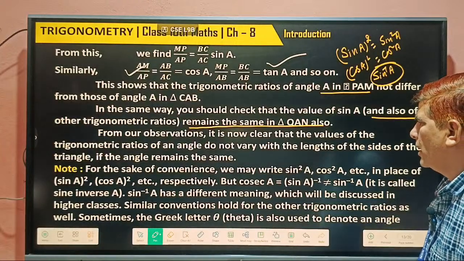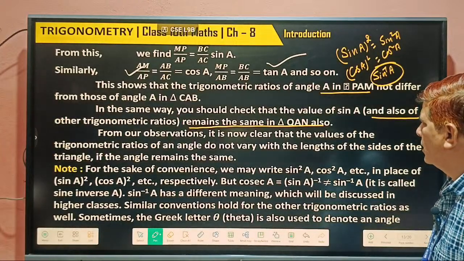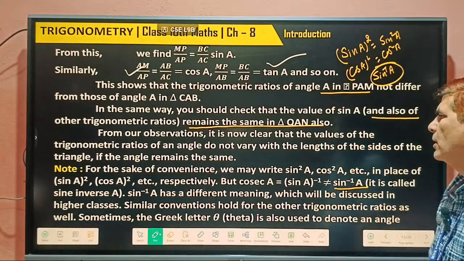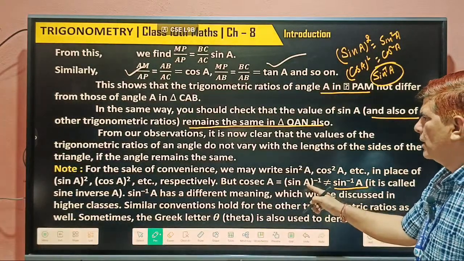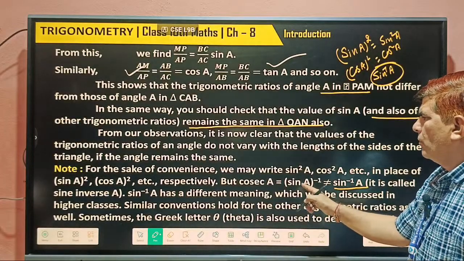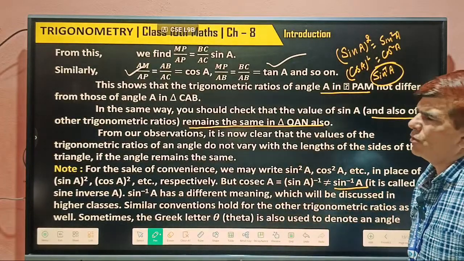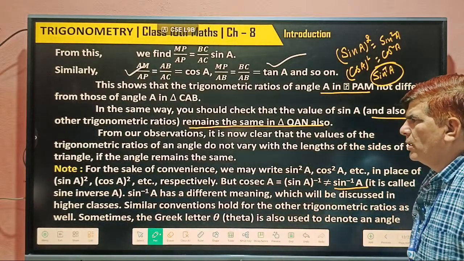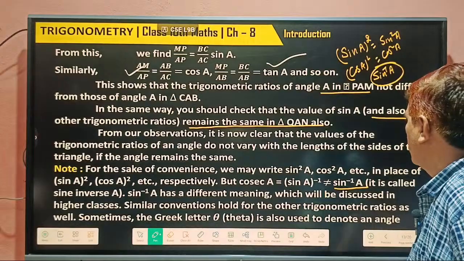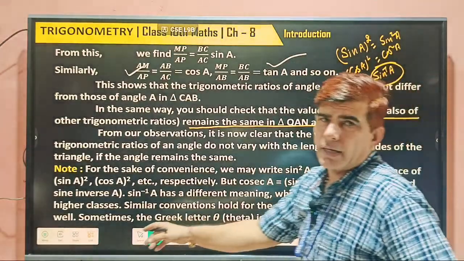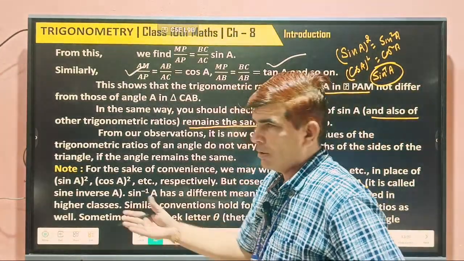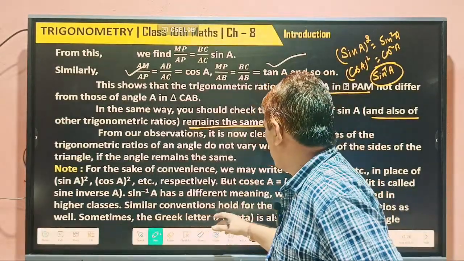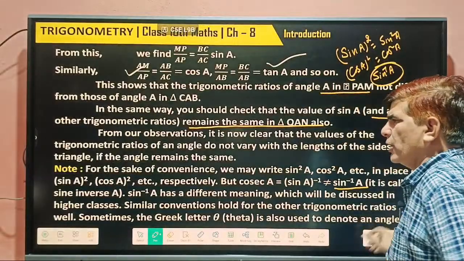And it's saying sine inverse A. This is called the reciprocal of sine A, or cosecant A, or 1 by sine A. Understood? Sine inverse has a different meaning, which will be discussed in the higher classes after 10th, in 11th. Now this topic is the base of that topic. Similarly, the convention holds for the other trigonometric ratios also.